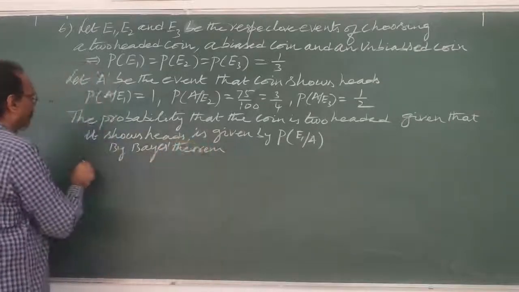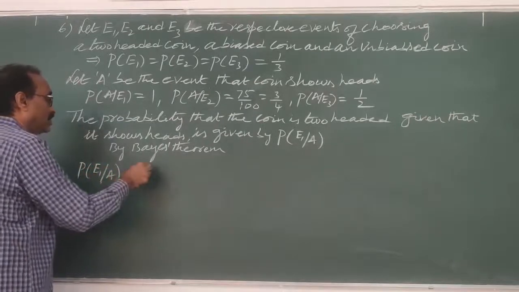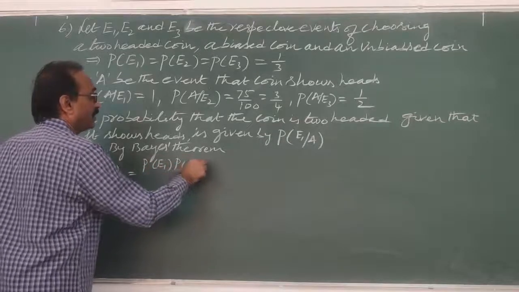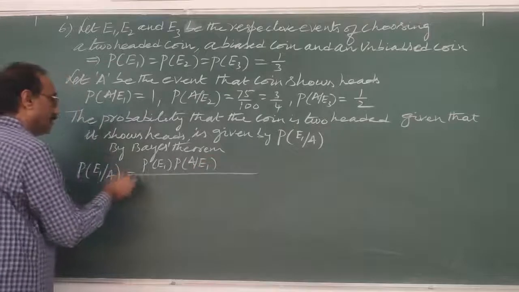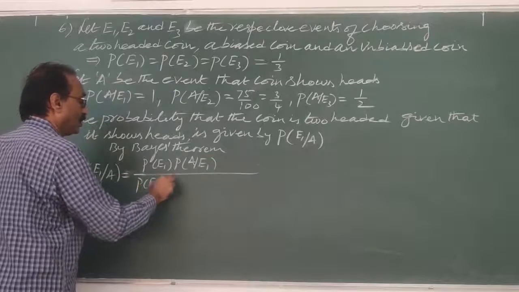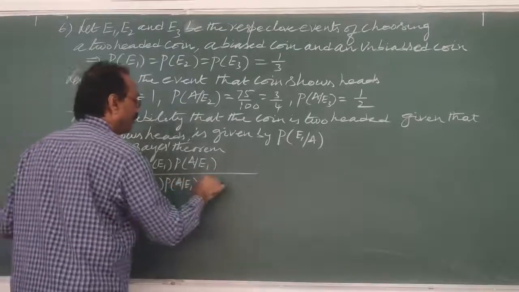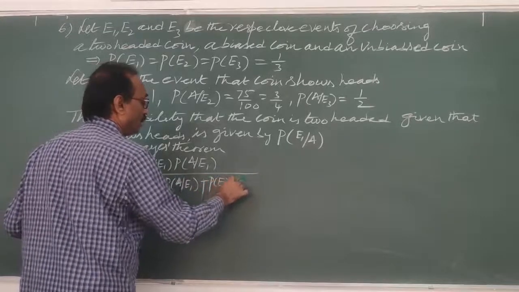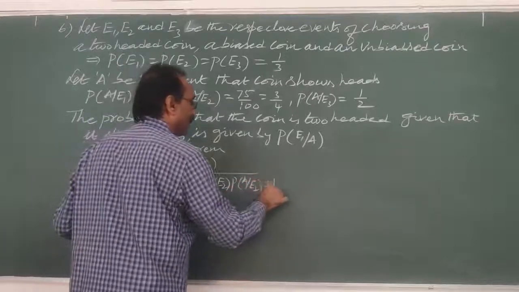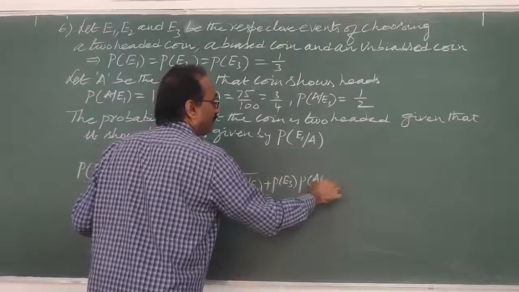By Bayes theorem, you write the formula now. P of E1 given A is equal to P of E1 into P of A given E1, divided by P of E1 into P of A given E1 plus P of E2 into P of A given E2 plus P of E3 into P of A given E3.